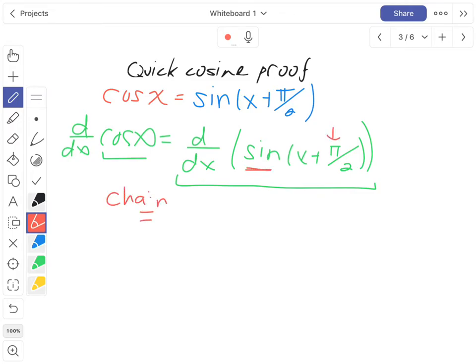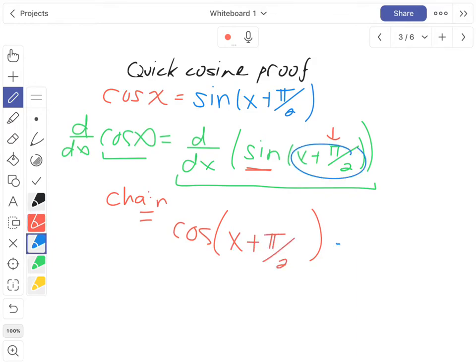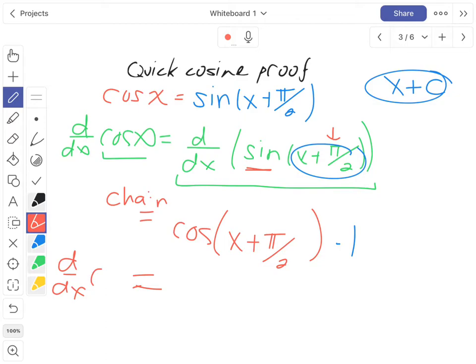So our chain rule would say the derivative of the outside. So we know the derivative of sine is cosine of the inside, and we'd multiply it by the derivative of the inside function. And the derivative of a line, right, just x plus some sort of constant, that's just going to be 1. So what we see here is we've defined the derivative of cosine as the cosine of x plus pi over 2.